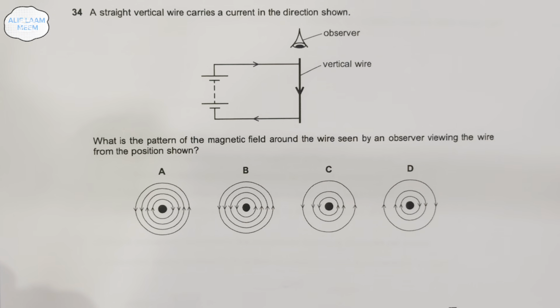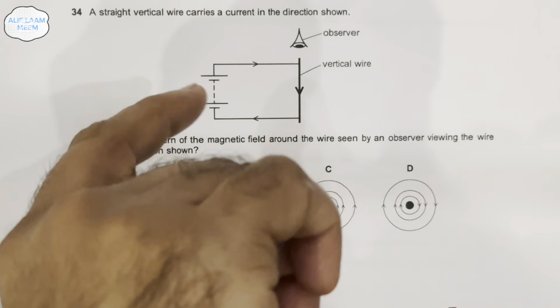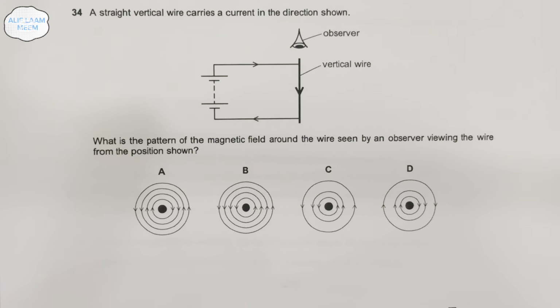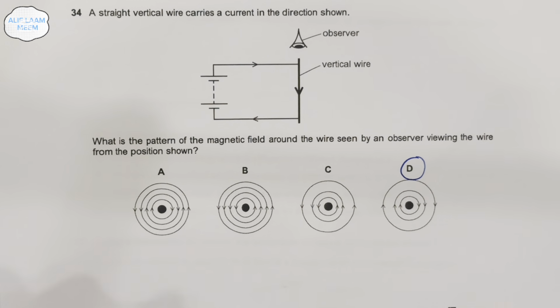A straight vertical wire contains a current in the direction as shown. What is the pattern of the magnetic field around the wire seen by an observer viewing from the position? This is the position of the eye, and the current is moving this way, so it should be clockwise. So option D is the correct option.